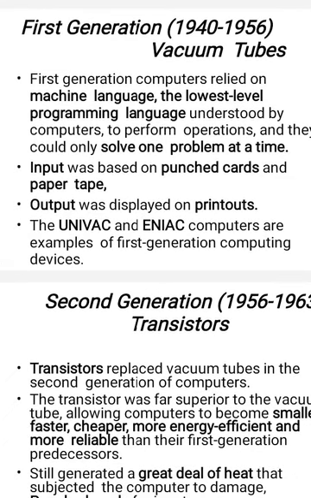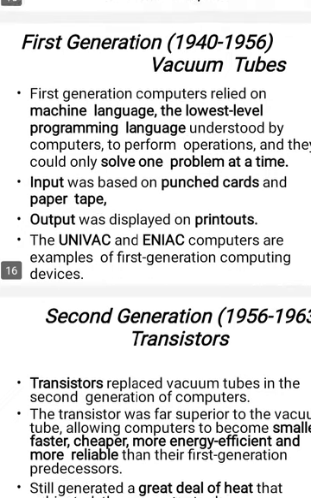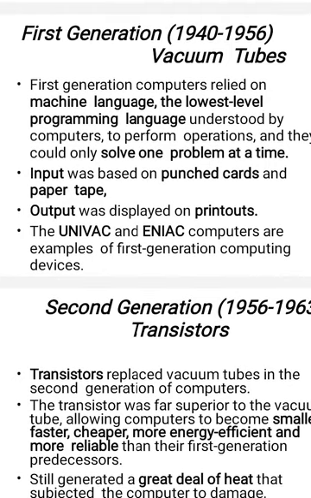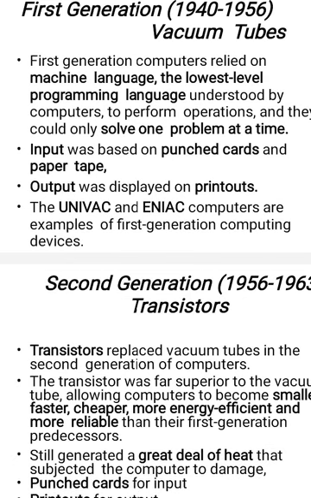So they replaced vacuum tubes with the transistors. And what else did the first generation use? It relied on machine language, that is the lowest programming language that only understands 0 and 1. And input was based on punch cards, so there were no highly developed input devices, just punch cards and paper tapes. And output was given on a printout.